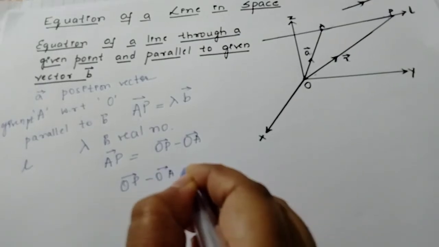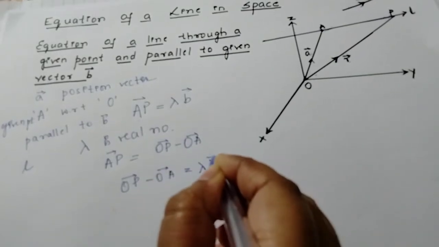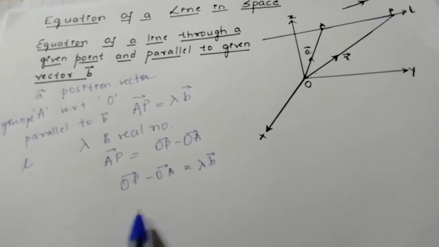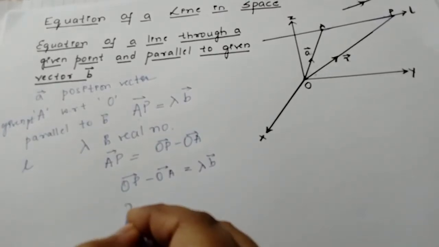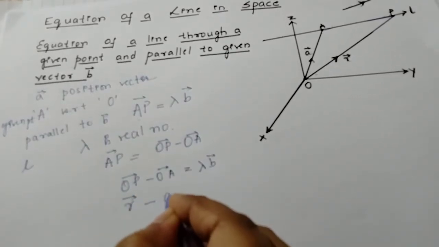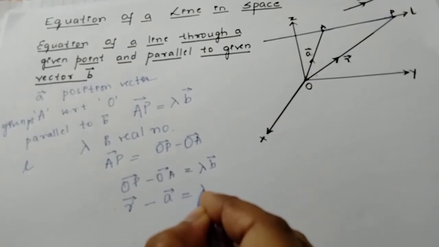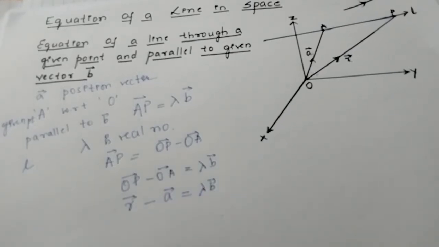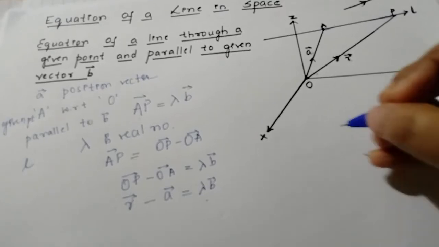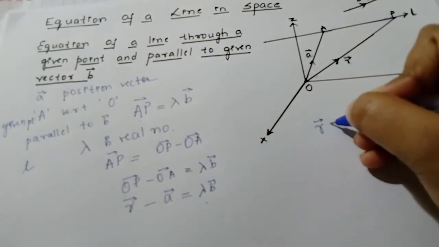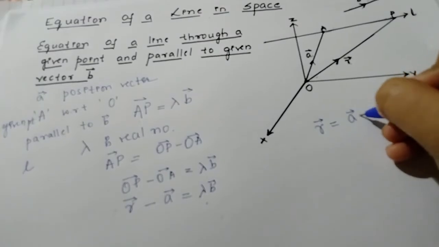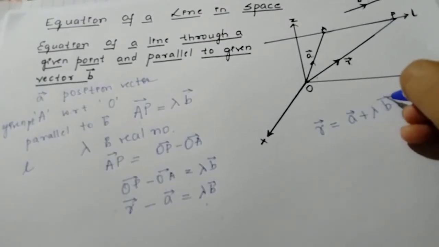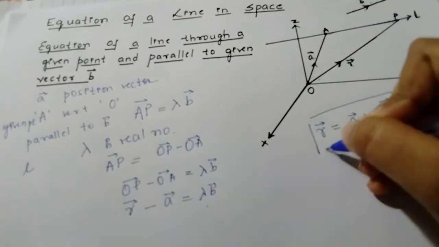AP is OP minus OA, which is equal to lambda times of B. OP is the position vector R, minus A, is equal to lambda times of B. So R minus A is equal to lambda times of B. Conversely, we write it as R is equal to A plus lambda B. So this is very important.